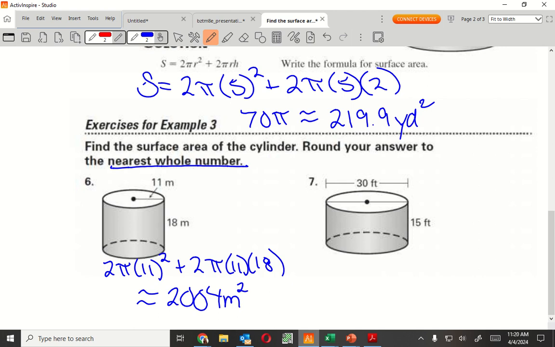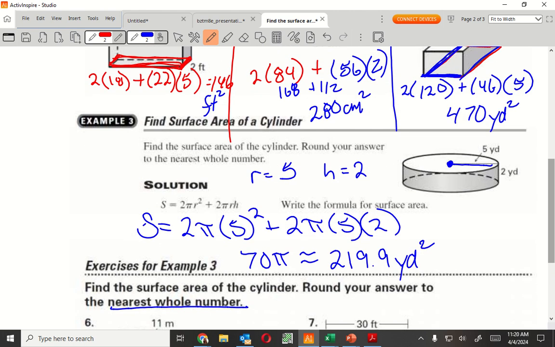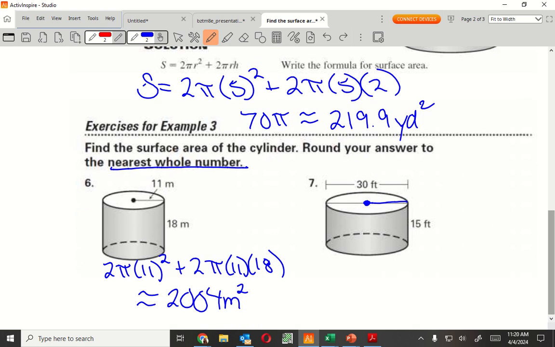And my last one here. So Kakarot was trying to do this one right here, but what's the radius of this one? 15, because the radius starts here and only goes to the edge. That's why up here I pointed out my radius starts at the center and goes to the edge. This is given my diameter. Diameter is the distance all the way across. The radius is half the distance. So I'm going to plug in my formula. That's going to be 2 pi 15 squared plus 2 pi 15 times 15.